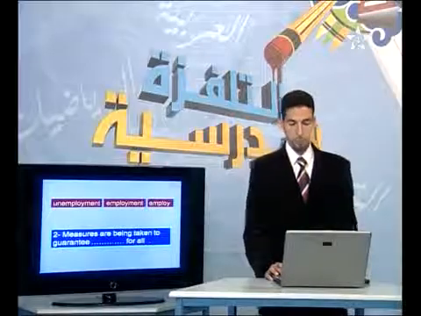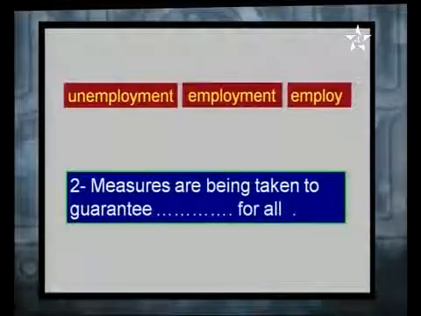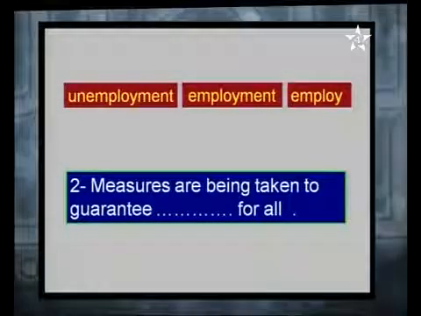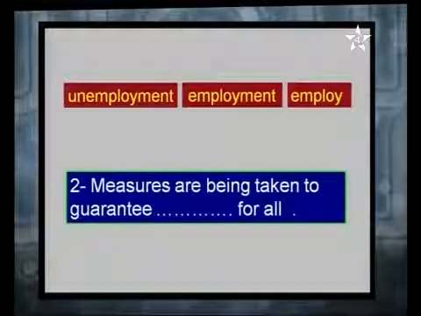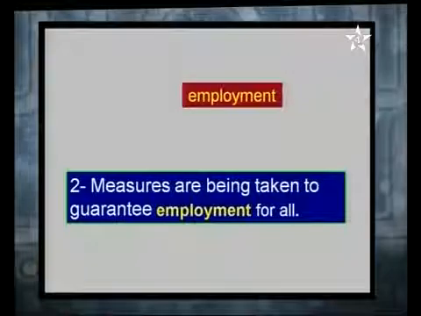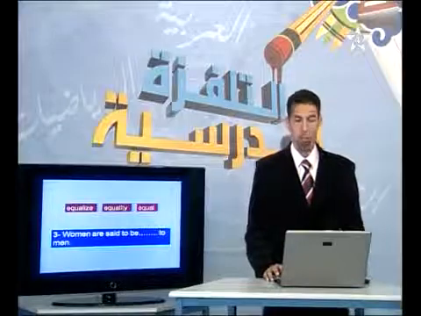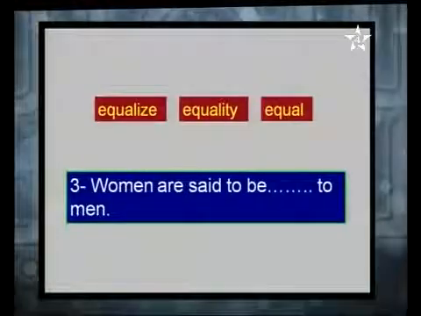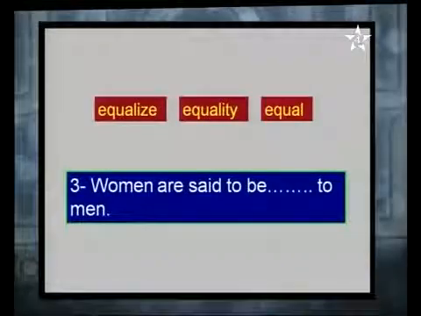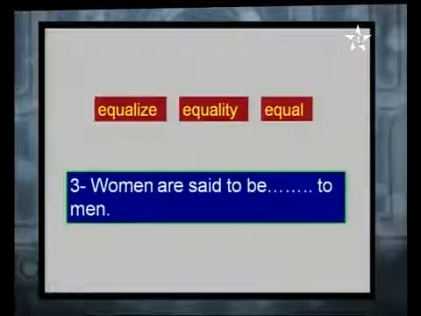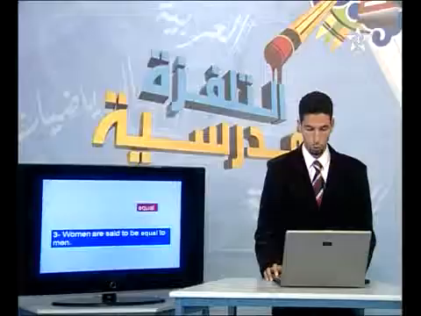Number 2, measures are being taken to guarantee employment or employ for all, for everybody. Your answer is employment for all. Job, okay? Third sentence, women are said to be equalize, equality, equal. We need here an adjective: equal to men, just like men.